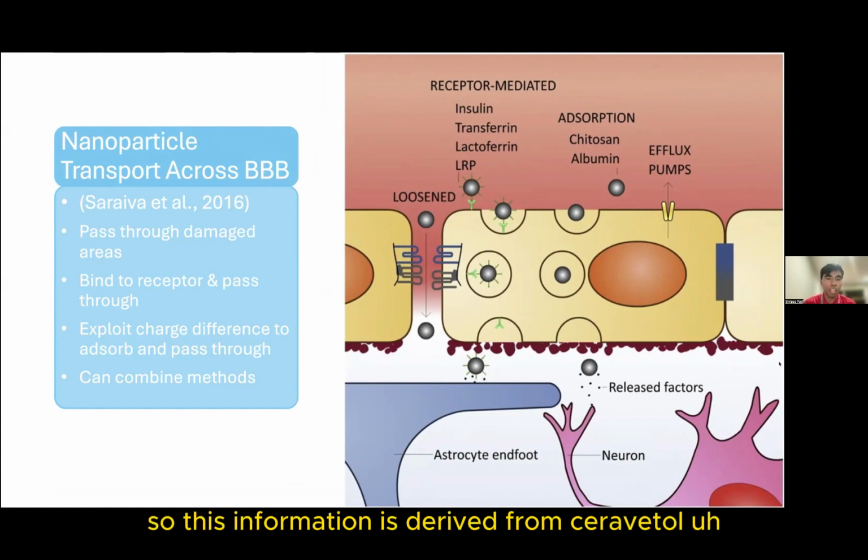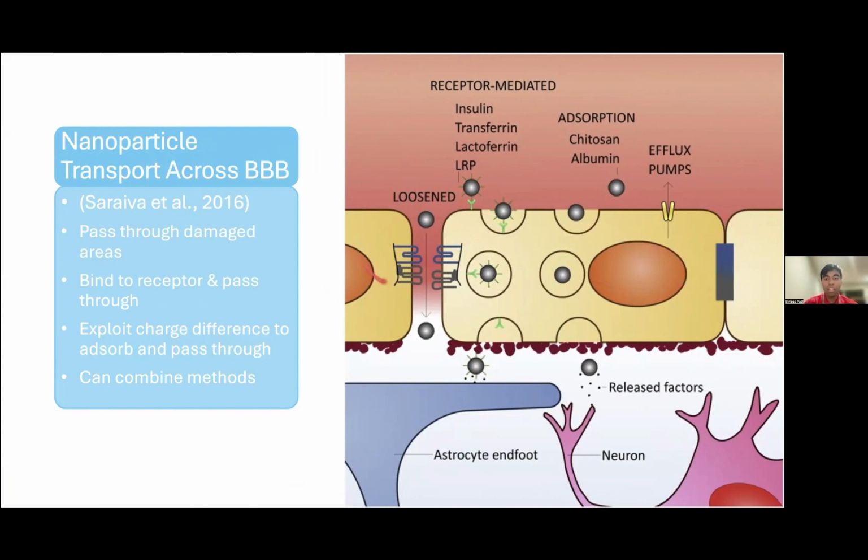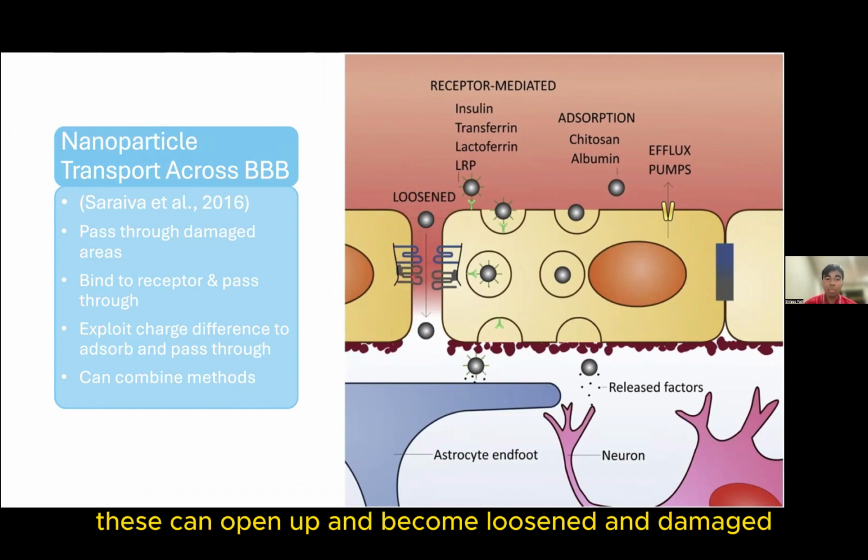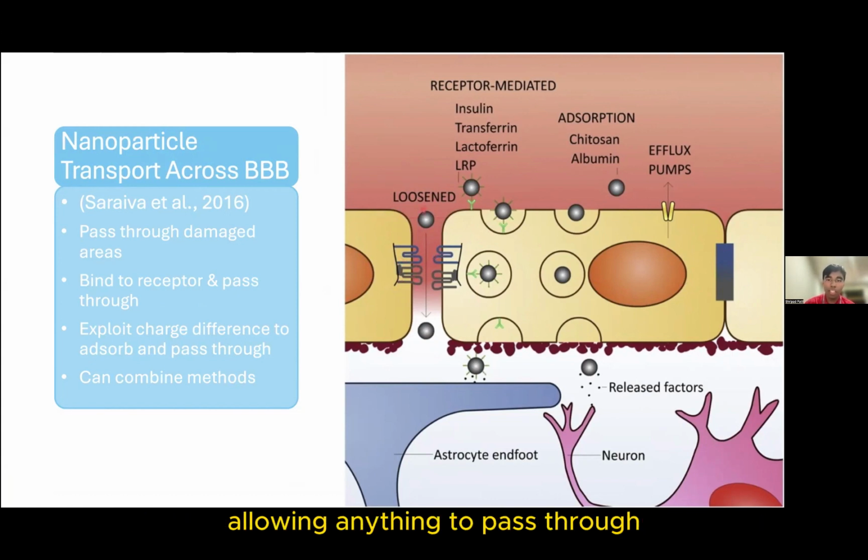This information was derived from Shripad et al. from 2016. Basically, there are a few ways nanoparticles can transport across the blood-brain barrier. Typically, in disease processes like Parkinson's and Alzheimer's, you have these epithelial cells. These are normally in the brain, but these junctions here are called tight junctions, where the cells are smushed together essentially and nothing can pass through. In disease processes like Alzheimer's and Parkinson's, these can open up and become loosened and damaged, allowing anything to pass through, which means that you could have nanoparticles passing through there as well. Now, this is not ideal because you don't want to rely on that. You don't know if the damage has actually occurred, and you don't want it to get to that point.